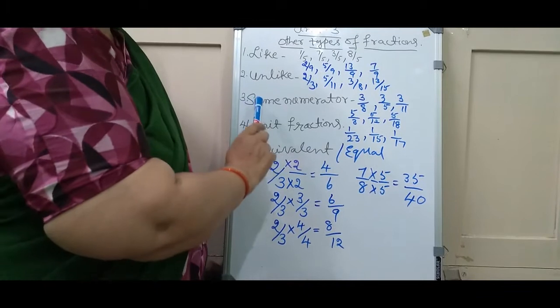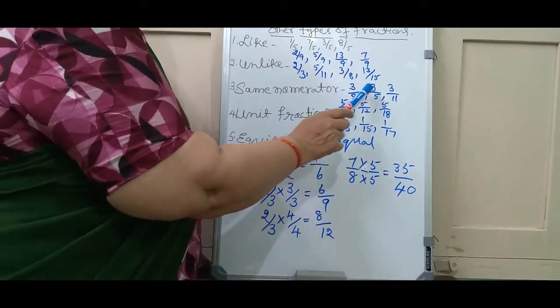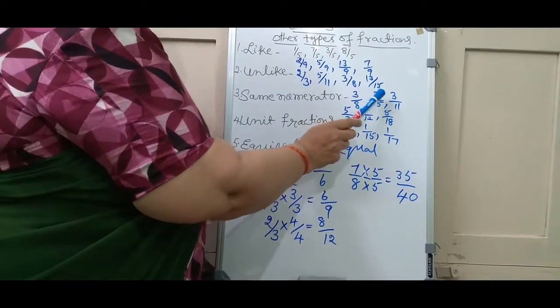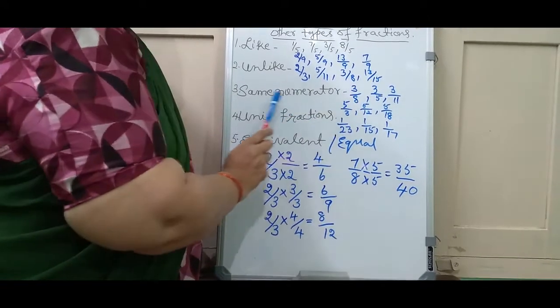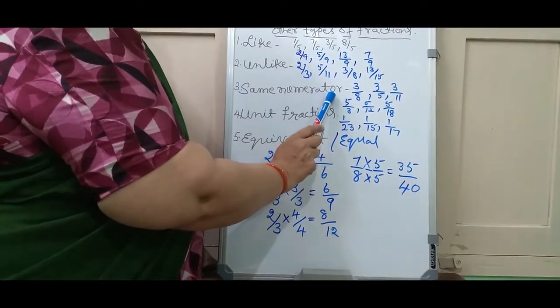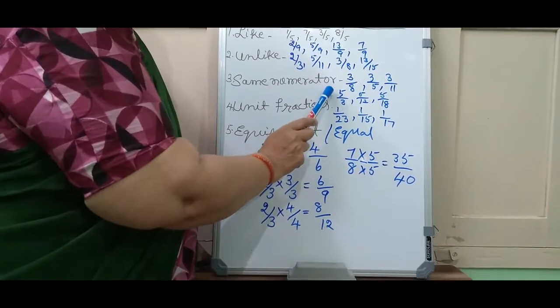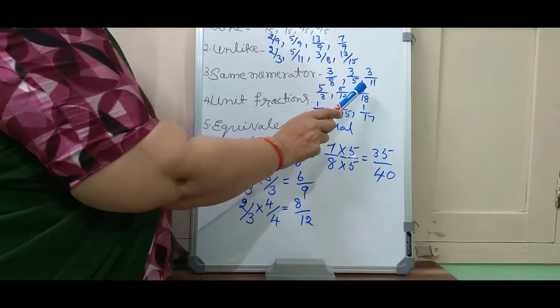And the fractions with the same numerator. You can observe here 3 by 8, 3 by 5, 3 by 11. The same numerator is there. So the fractions with the same numerator are called same numerator fractions. And one more example, 5 by 3, 5 by 12, 5 by 18.